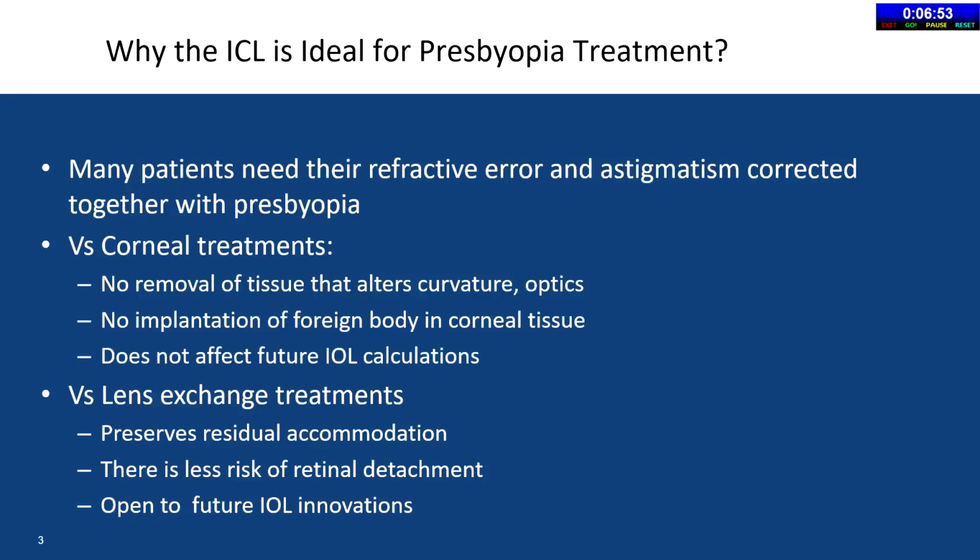So the ICL is probably an ideal treatment for presbyopia because many patients who come to our clinic have both refractive error and astigmatism, and if they're above 40, they want a simultaneous treatment. It does not need removal of tissue, we don't implant inlays, and it spares the eye from problems with future IOL calculations.